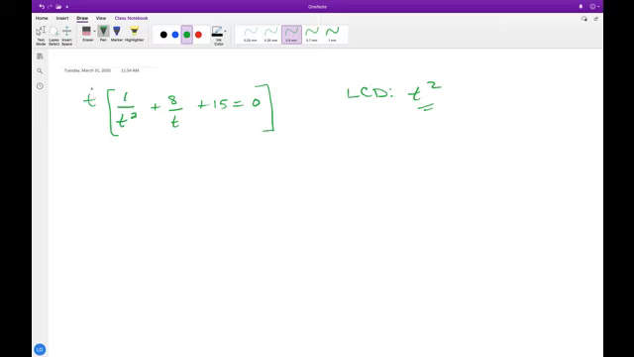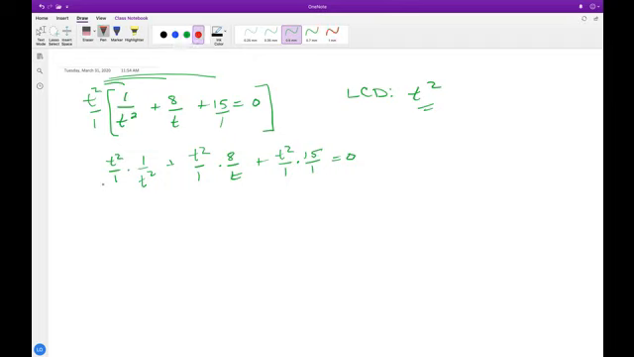So again, if we want to think of everything as a fraction, we can certainly do that. So now I'm going to distribute this to all terms. So I would have t squared times 1 over t squared plus t squared over 1 times 8 over t plus t squared over 1 times 15 over 1 equals 0.